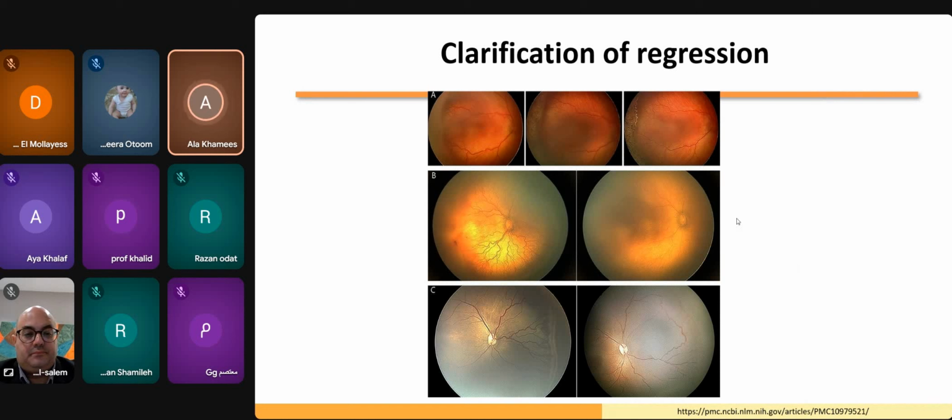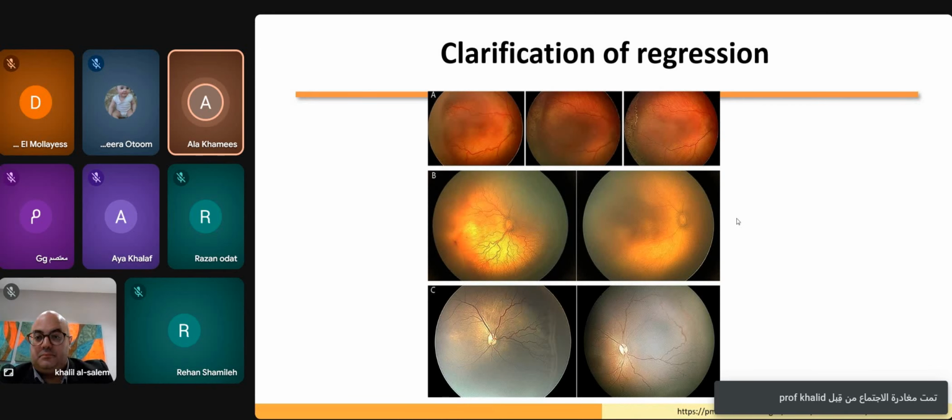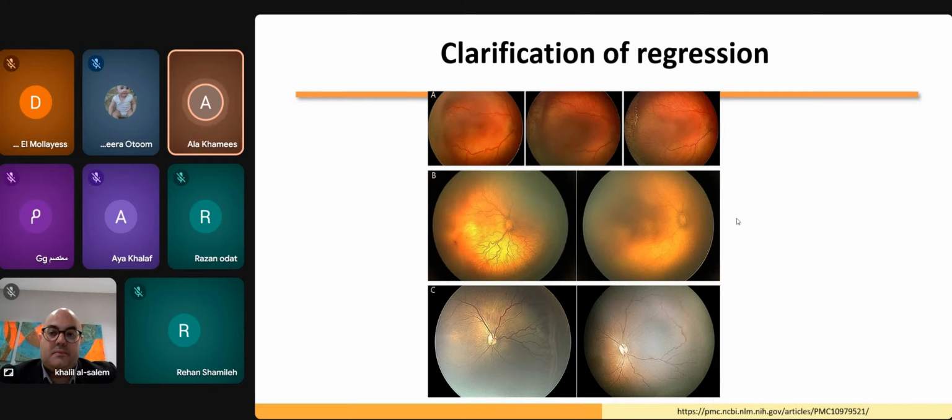So ICROP3 clarified the regression. It's not the disease process in reverse. Regression simply means the disease is going away spontaneously or in response to treatment. With anti-VEGF treatment, we see that regression can occur very quickly, 1 to 3 days after the injection, with reduced dilation of vessels and less tortuosity of the arteries and vein. With laser therapy, it may need 10 to 12 days to see a significant regression, or some talk about 7 to 14 days to see a significant regression.